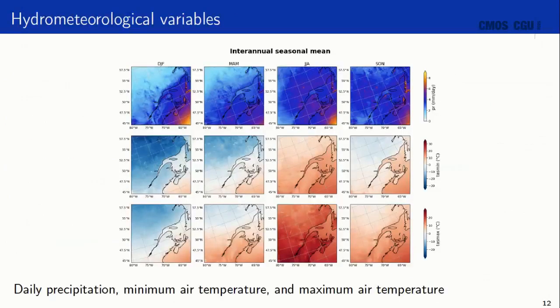Okay, so now you can see the domain. Like I said, we look at 3 hydrometeorological variables. On the first row, you have precipitation. Then you have minimum air temperature and maximum air temperature. These are on the same color scale, and it's a daily scale. And we have the interannual seasonal mean, so this is for winter, spring, summer, and fall. So you can see the 3 variables and the domain, 128 by 128.